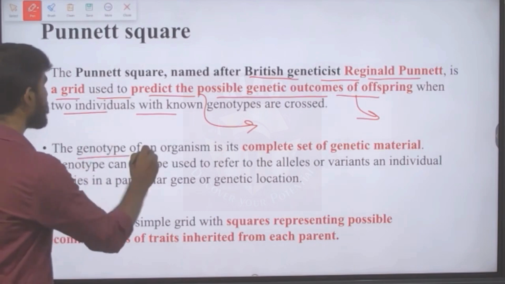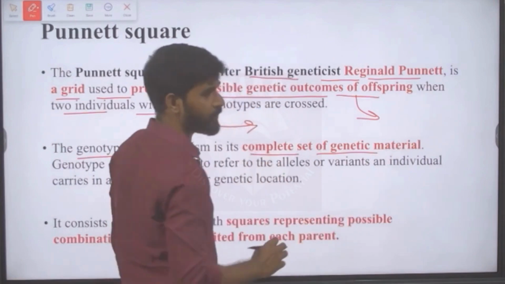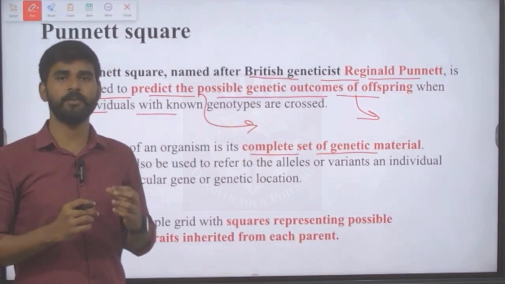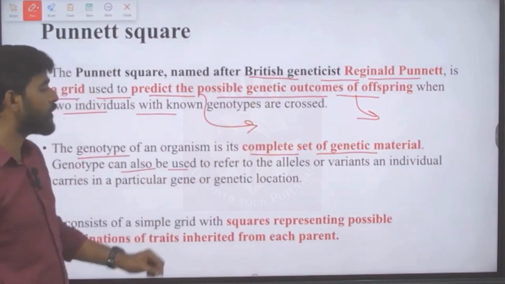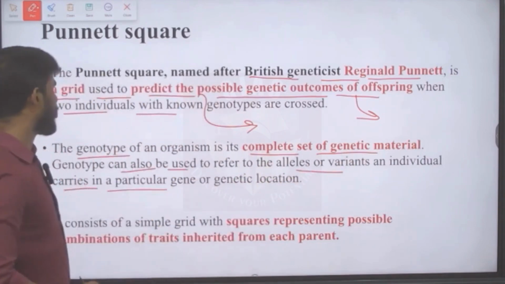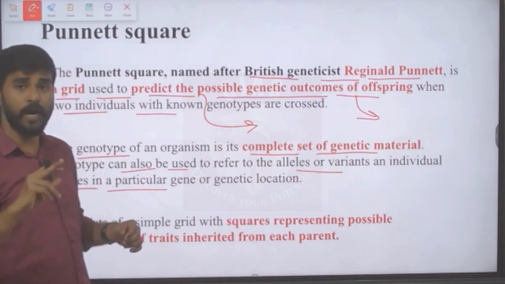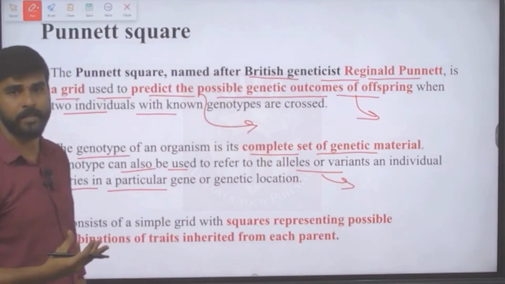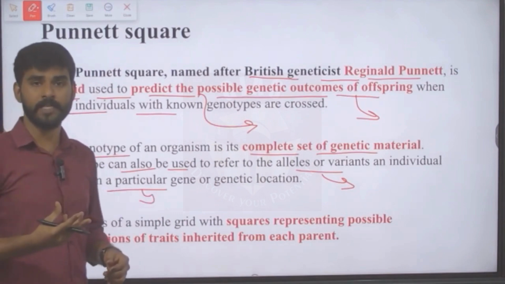So here, what is genotype? Genotype of any organism is its complete set of genetic material. Moreover, genotype can also be used to refer to the alleles or variants an individual carries in a particular gene or genetic location. So even the alleles and variants an individual carries in a particular gene or genetic location are also called genotype.